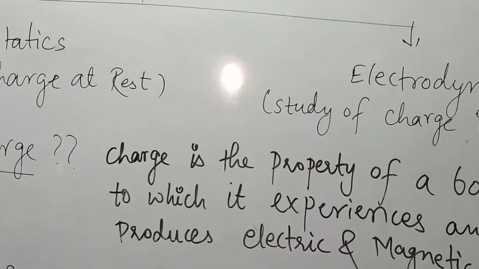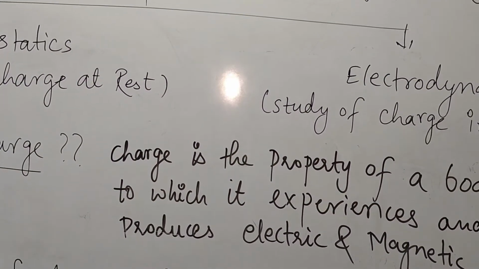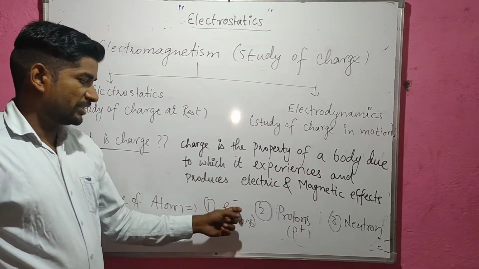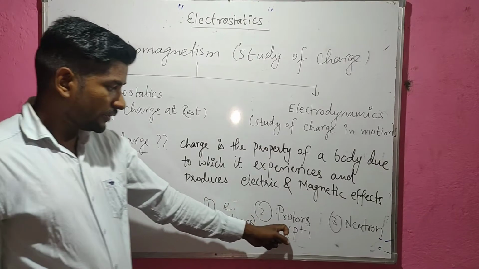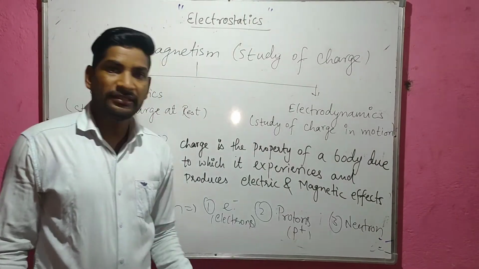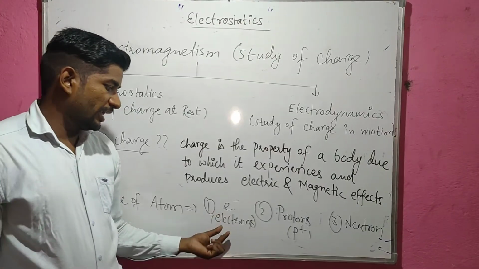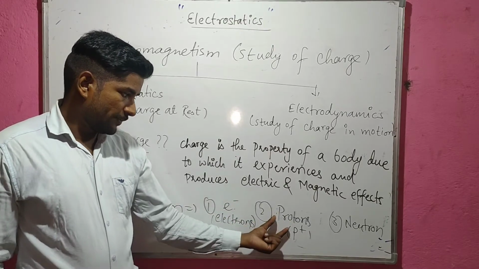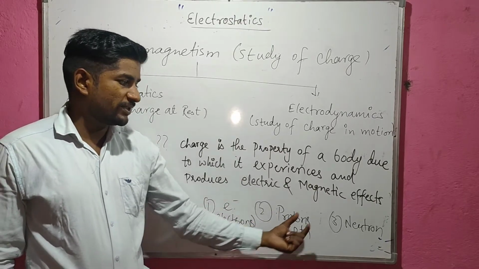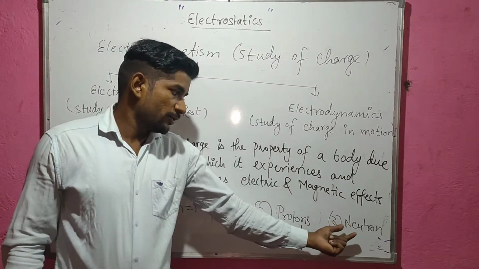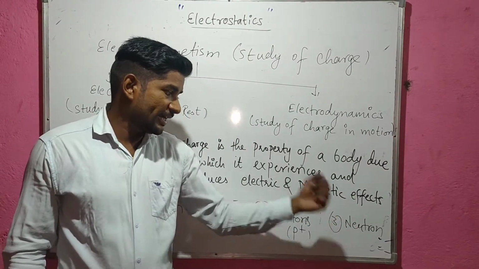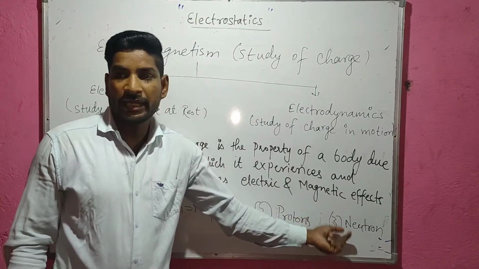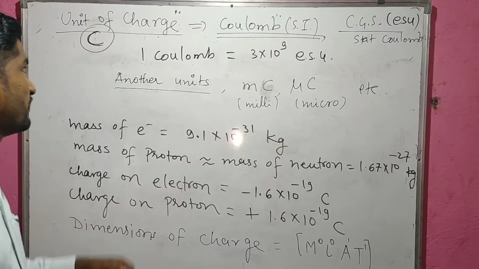Now let's talk about the structure of the atom. There are three particles in the atom: first electrons, second protons, and third neutrons. The electrons have negative charge, the protons have positive charge, and the neutron, as the name indicates, has zero charge, or is neutral.